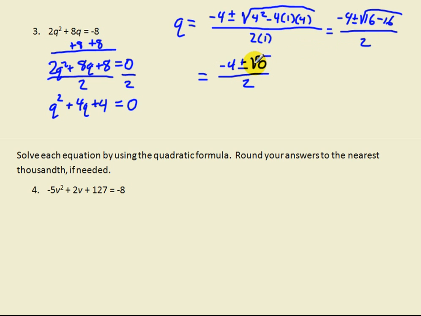But of course, the square root of 0 is 0, and it doesn't matter whether you add or subtract 0. It's not going to change that value of negative 4. So we have negative 4 over 2, which gives us negative 2. Here we have only one solution. That happens when the radical turns out to contain a 0. Another way to look at this is a perfect square. This is equal to q plus 2 squared, which is why we only end up with the one solution of negative 2.